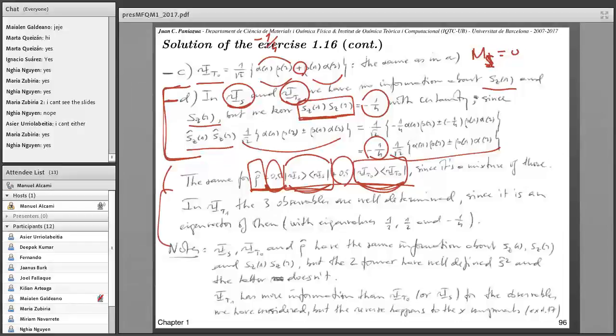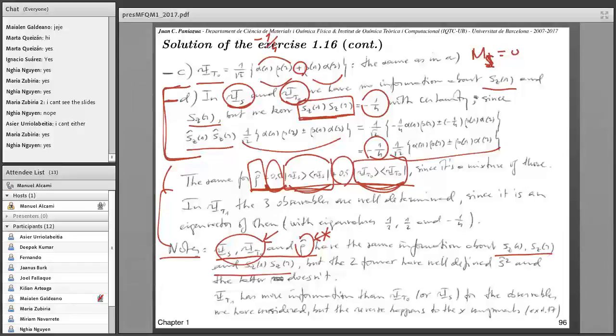Well, here I have written some notes. Let me see what was. The three states, in fact, have the same information about these three observables. So why is this a mixture state and these are pure states? Of course, because there should be other observables that are determinate here, but indeterminate here. So this will be the object of the next exercise.